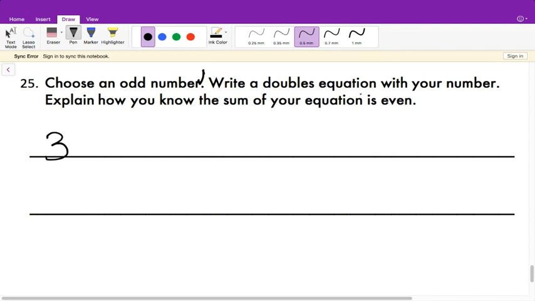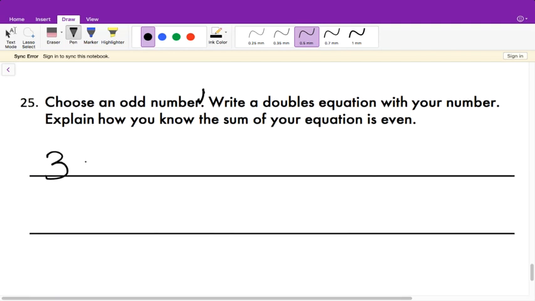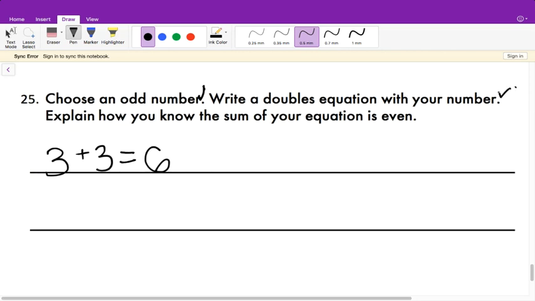Write a doubles equation with your number. So doubles equation is when we add the same number 2 times. We do it twice. So we would do 3 plus 3. And since it's an equation, we need to write equals and the value on the other side. So 3 plus 3 equals 6. Okay, so my doubles equation is done. Check.